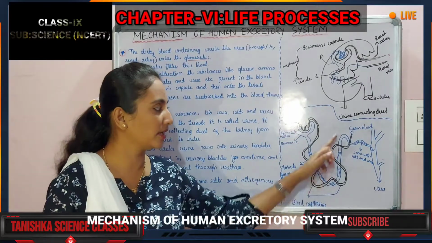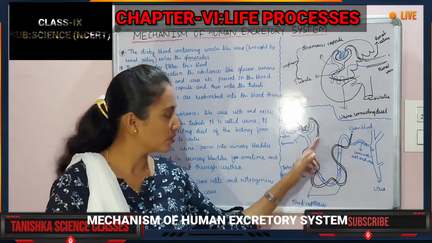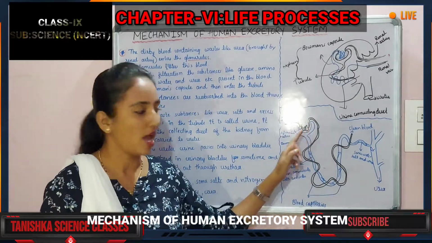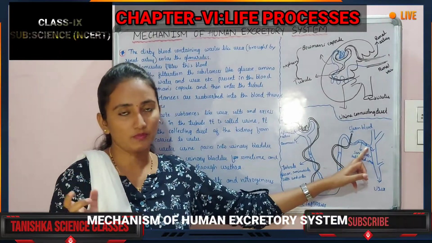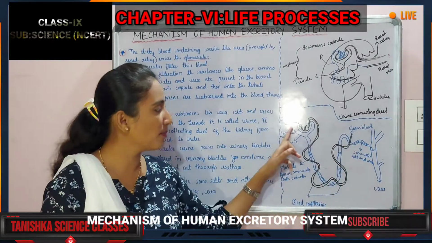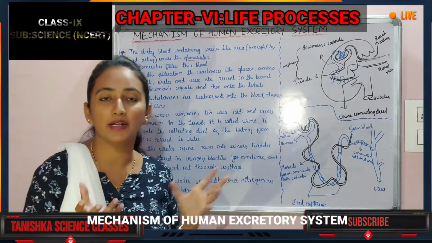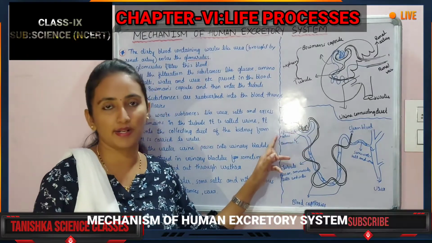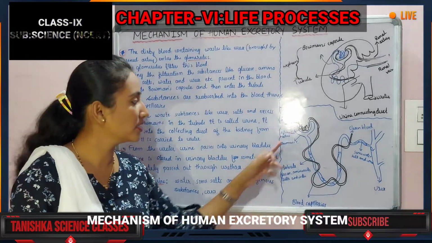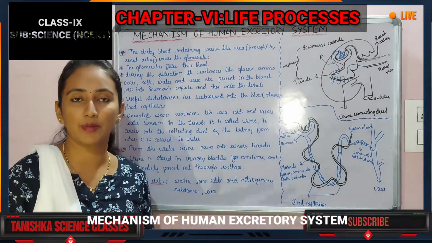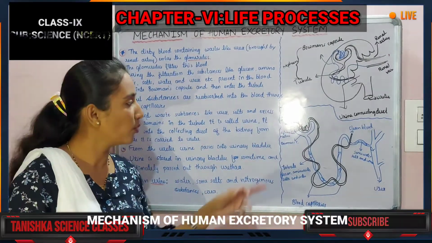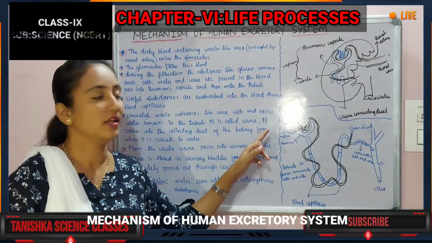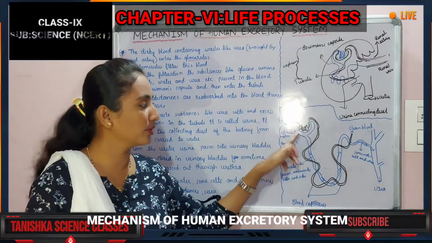Another end of the tubule is connected to the urine collecting duct. So this is a tubule, and one end of the tubule is connected to the Bowman's capsule, and another end is connected to the urine collecting duct. So this Bowman's capsule is again containing what? A bundle of capillaries. That bundle of capillaries is called the glomerulus. These are the bundles of capillaries which filter the blood. And one end of the glomerulus is connected to the renal artery, which brings the dirty blood to the nephron.